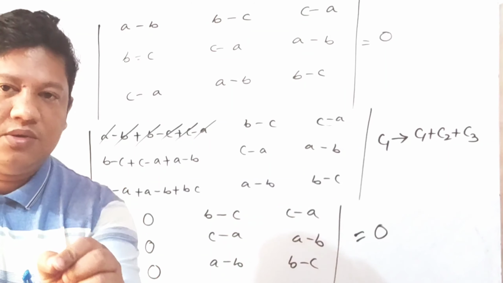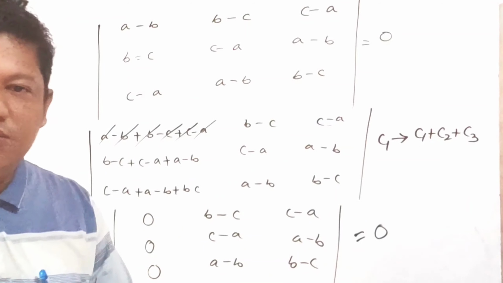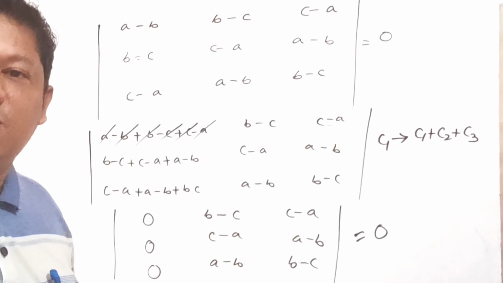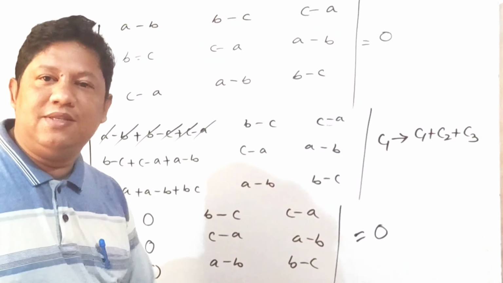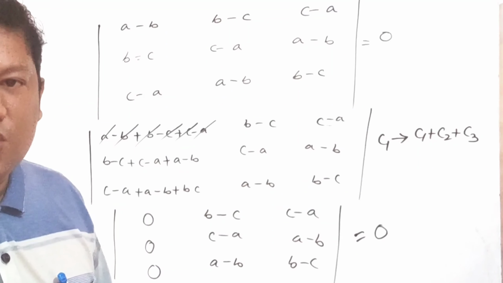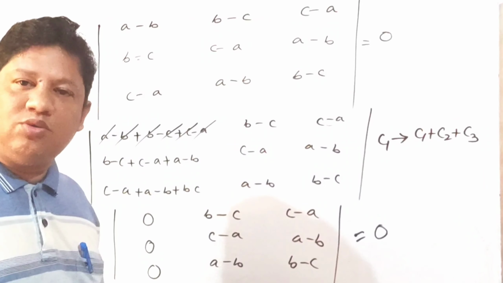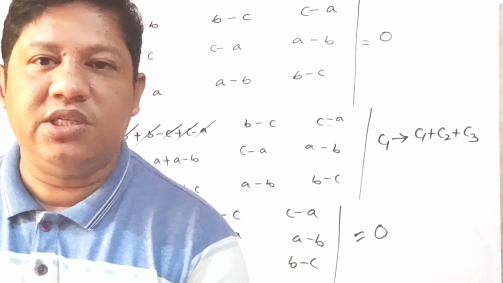If any row or any column of a determinant is equal to 0, then the value of this determinant is also 0. So according to these rules, I already get the value of the determinant: 0. So my students, I think you understand what I am going to discuss here. Look here, because C1 equals 0, the value of the determinant equals 0. Thank you, my dear students.